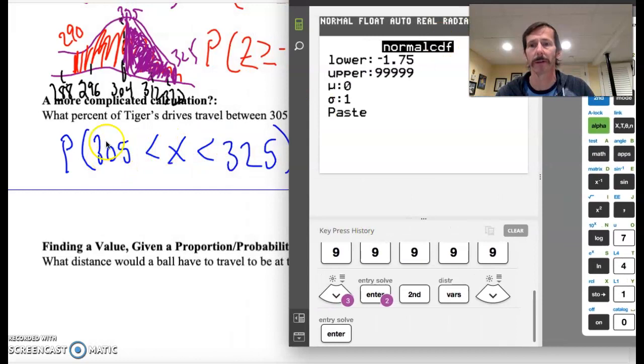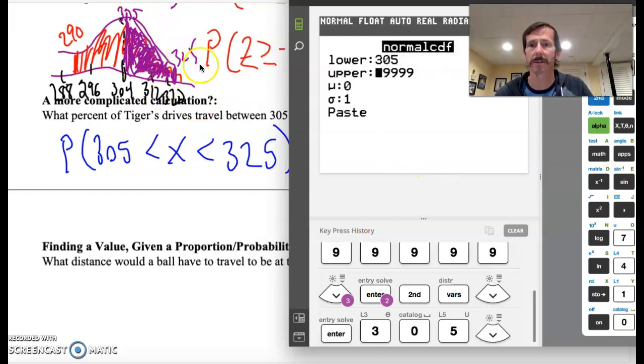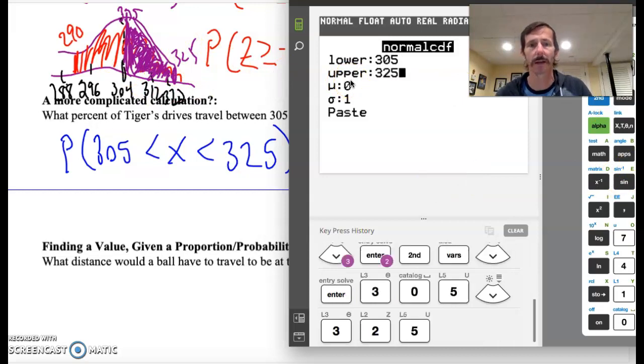My left bound is 305, which is right here, so I can just type in 305. And my upper bound is stopping at 325. So I type in 325. So I'm telling it the actual values in my distribution. If I do that, then the mean isn't 0 and 1 anymore because these are not z-scores, they're not standardized.